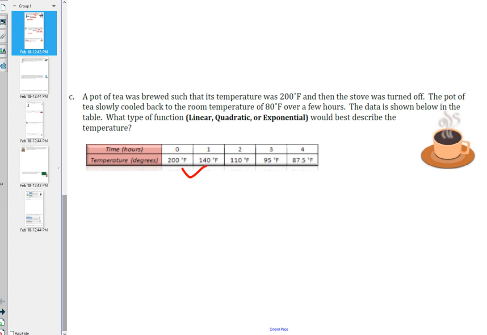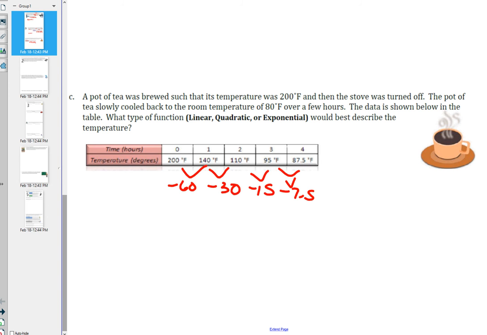Let's see. This is minus 60. This is minus 50. No, minus 30. That might be wrong. It might be exponential. Minus 30. Minus 15. Is it going to be quadratic? Not quadratic now. Minus 30 now. And then minus 7.5. So is it linear? No, and we already kind of explained why it wouldn't be quadratic.